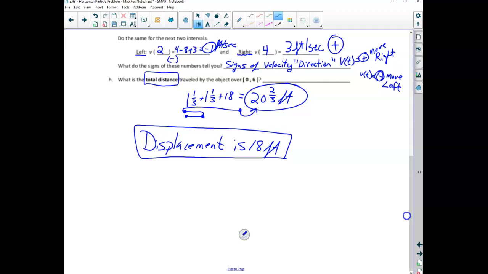My net distance change from home would be 18 feet. So make sure total distance and displacement, they're asking for two completely different things, okay?